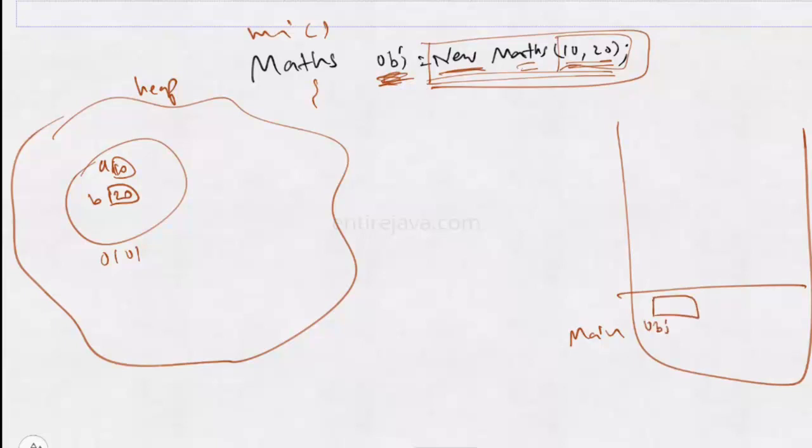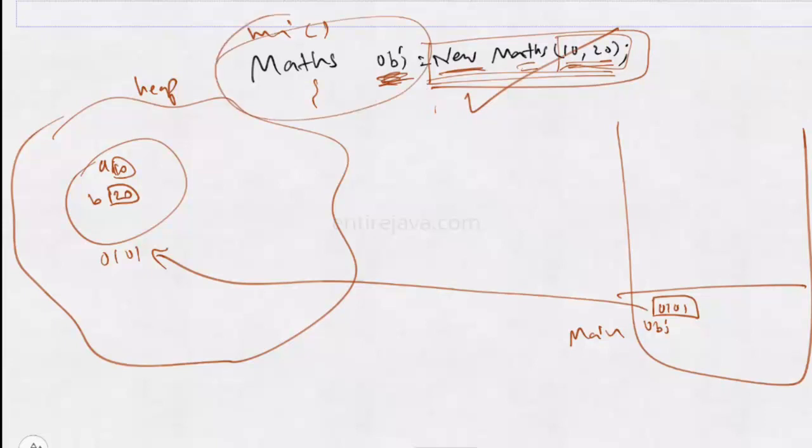And what's the value in it? The value of it would be 0101, which is the address where this particular object is residing. So this is also called a reference type because it will have information on where the object is residing. But this obj doesn't hold the object by itself. It will just have some information about where the object is residing.